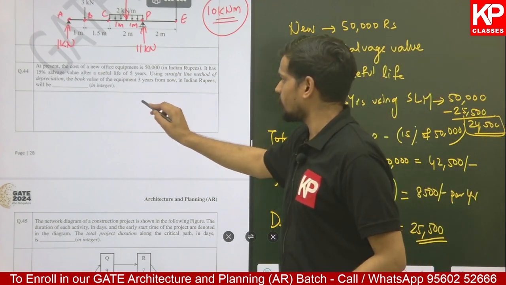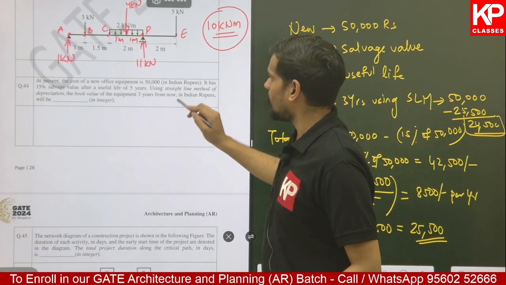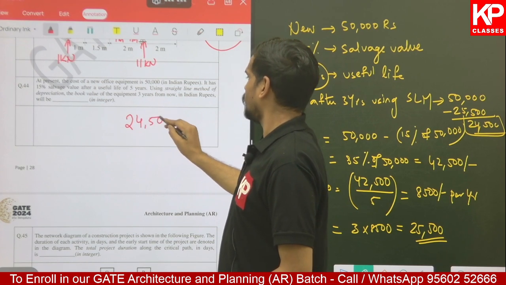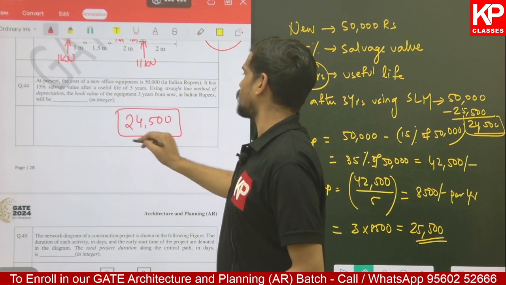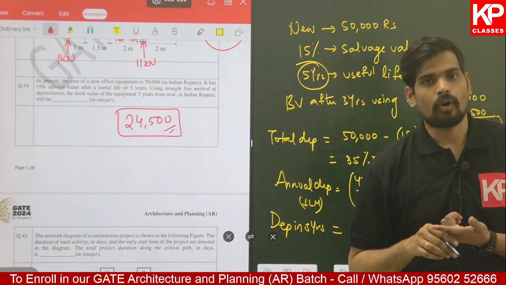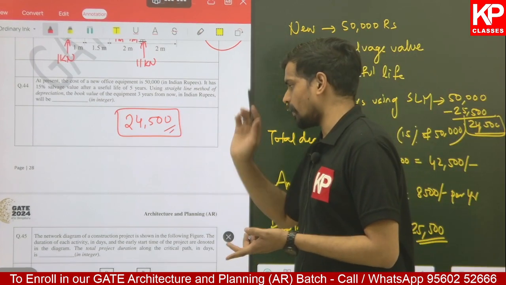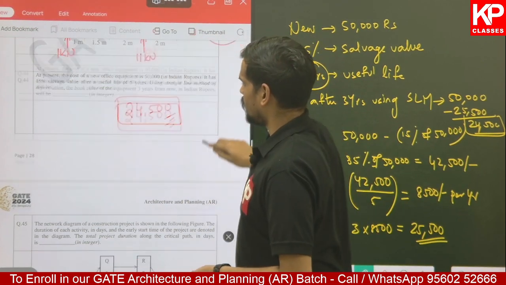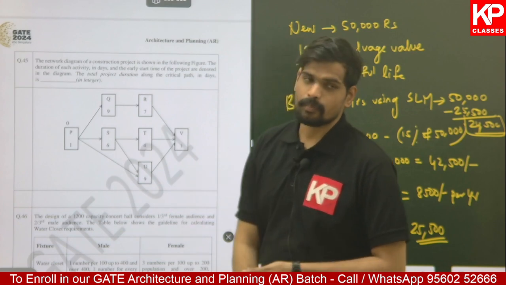So it's a numerical answer type question. They're asking us the answer in integer, 24,500. That's the answer. There's no provision to type in those commas in the examination. So 24,500 is the answer for this question. That's question number 44.